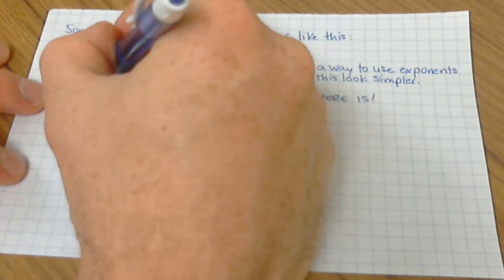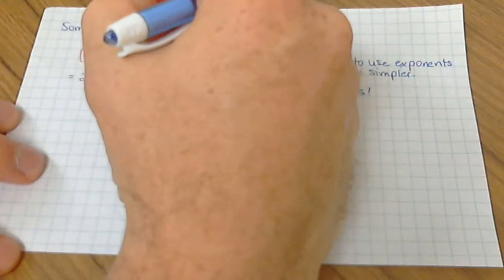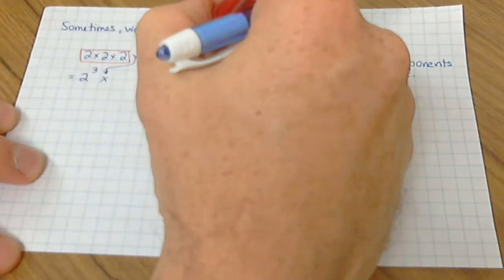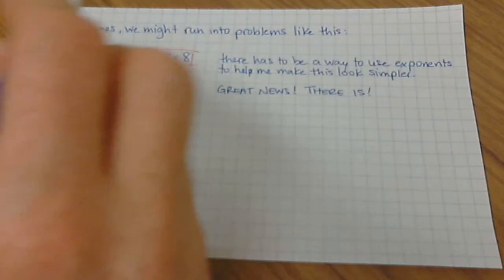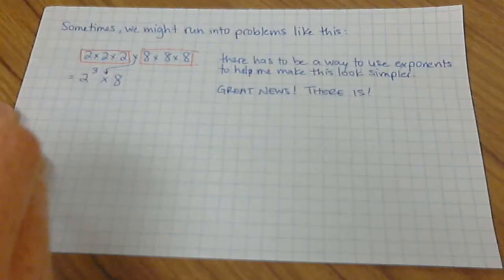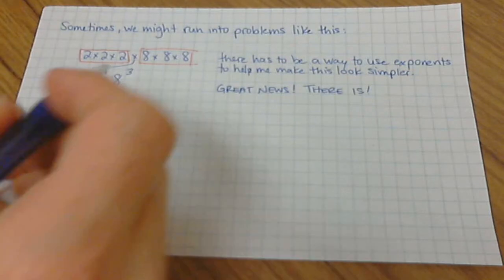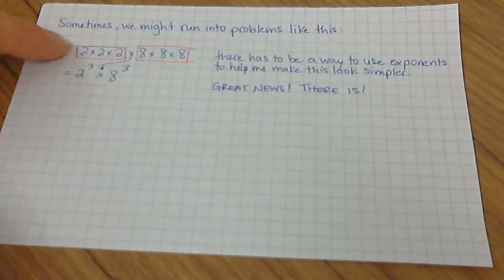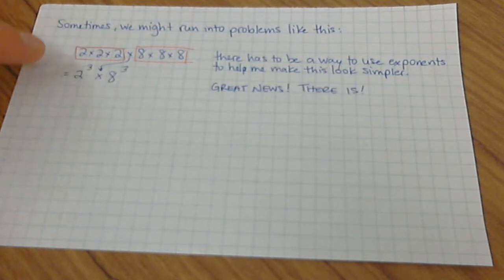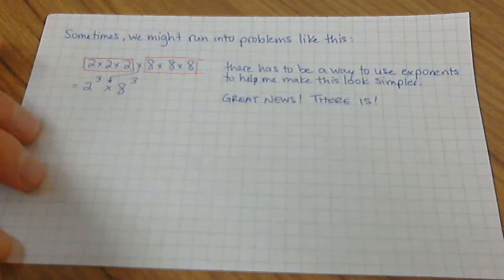I'm going to carry the multiplication symbol down. Then I'm going to put a box around my 8's. And again, because 8 is being repeatedly multiplied, I know that's going to become my base. And then I know that since there are 3 of them, that is 8 to the power of 3. So we can rewrite this question, 2 times 2 times 2 times 8 times 8 times 8, as 2 to the power of 3 times 8 to the power of 3.